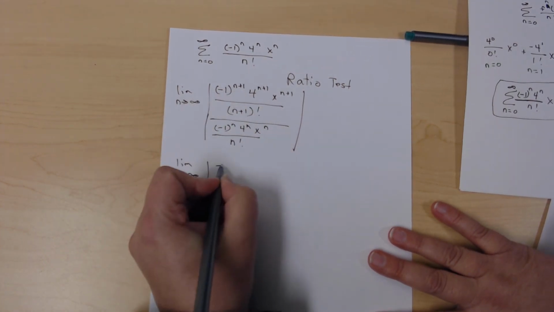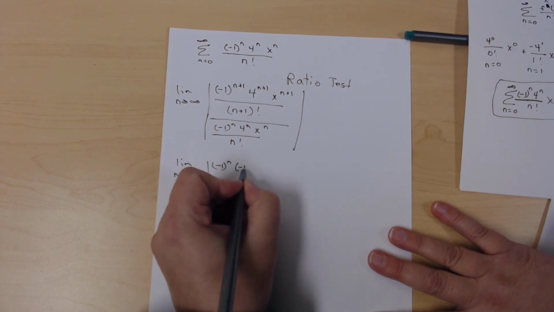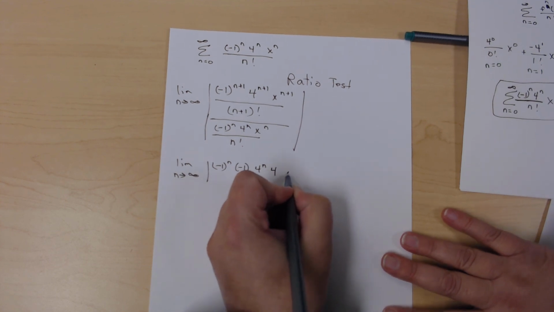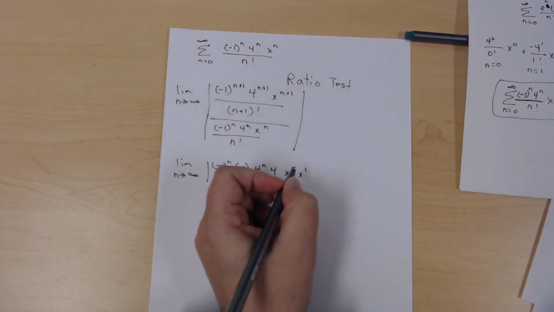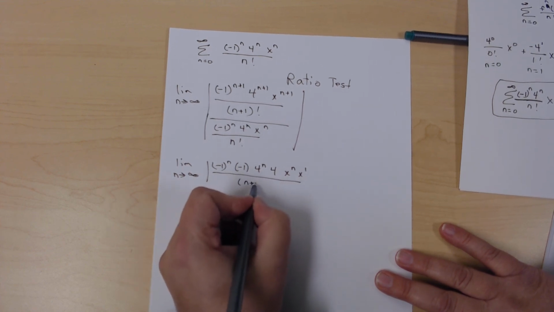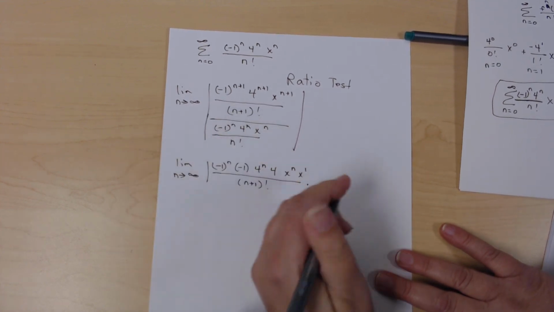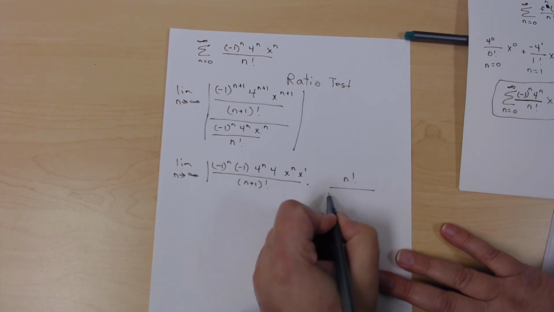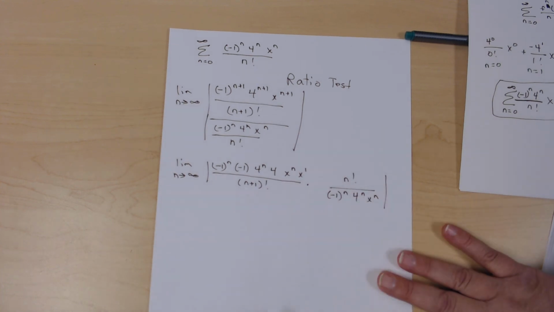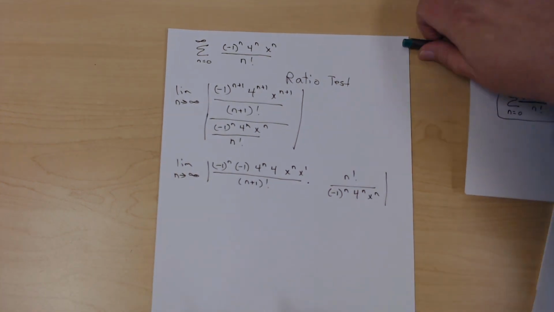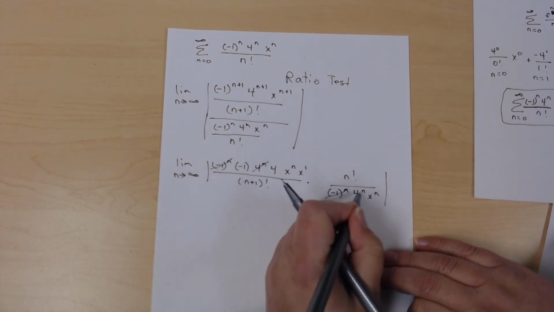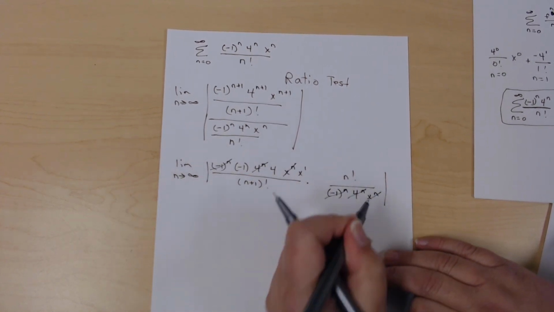So the limit as n approaches infinity. This stays, but let's change it to n, negative 1 to the first, 4 to the n, 4 to the first, x to the n, x to the first. Okay, and then the bottom will pretty much stay. And then we're going to take it times the reciprocal of this guy: negative 1 to the n, 4 to the n, x to the n. Okay, good. So it's big, but let's see what cancels. The 4 to the n cancels. X to the n cancels.